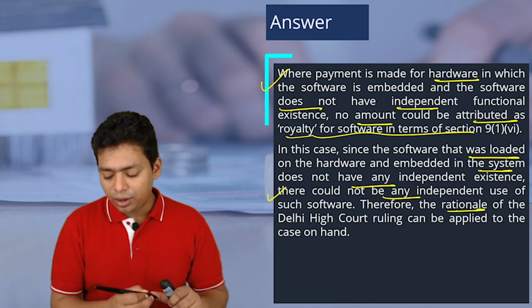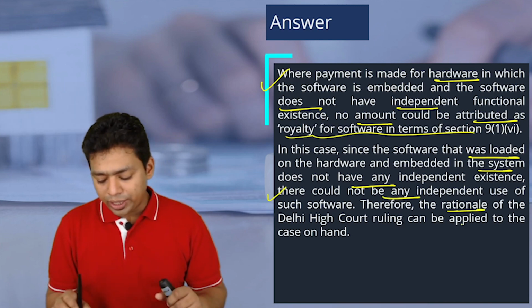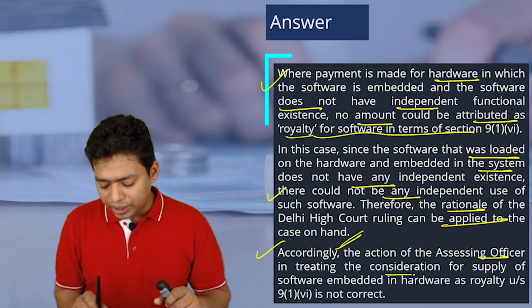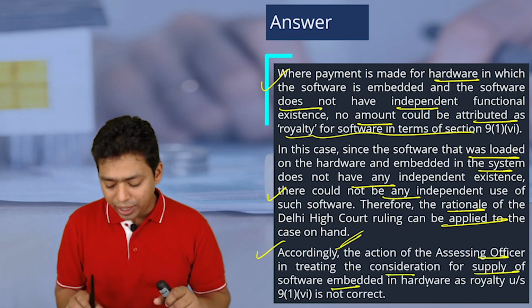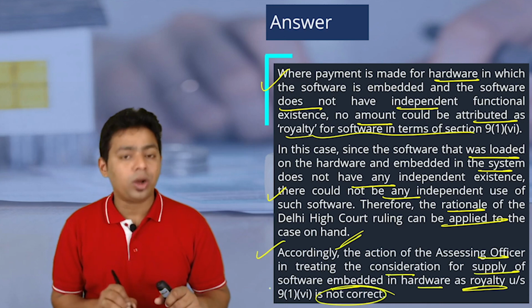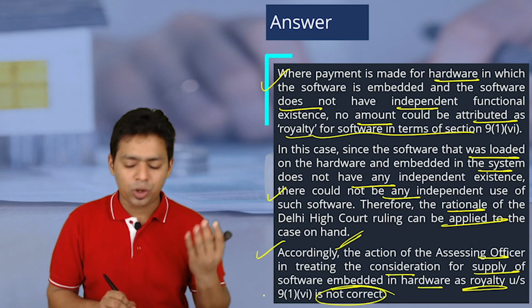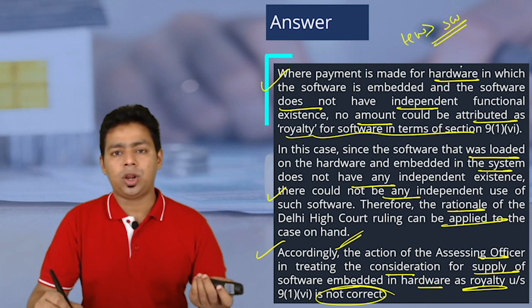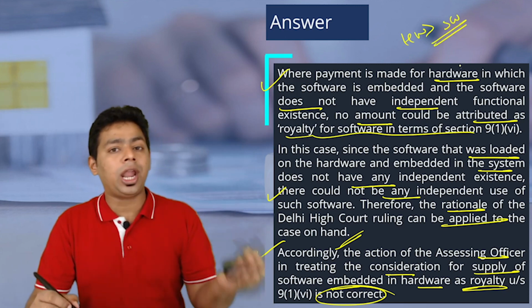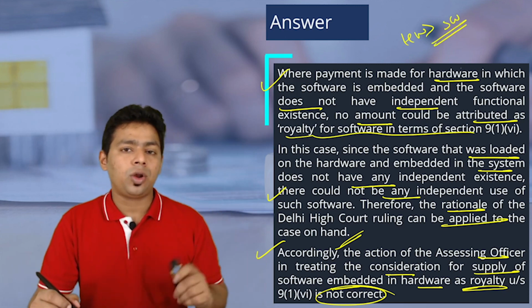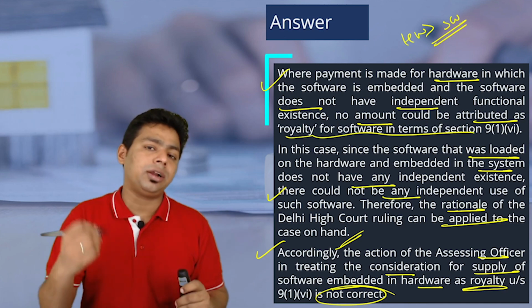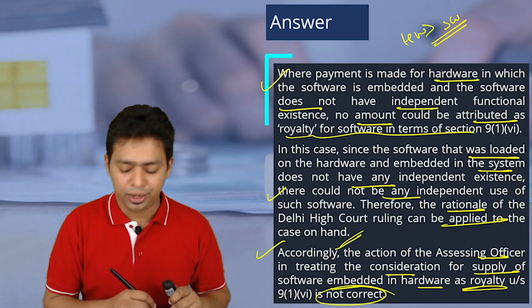Therefore, the rationale of the Delhi High Court ruling can be applied to the case in hand. Accordingly, the action of the AO treating the consideration for supply of the software embedded in the hardware as a royalty is not correct. So hardware was important. You can always say when hardware is more important than software, it's not a royalty. If software was more important than hardware, then obviously it is a royalty, and then we will take the charge of section 9(1)(vi), and the same income will become taxable in India.